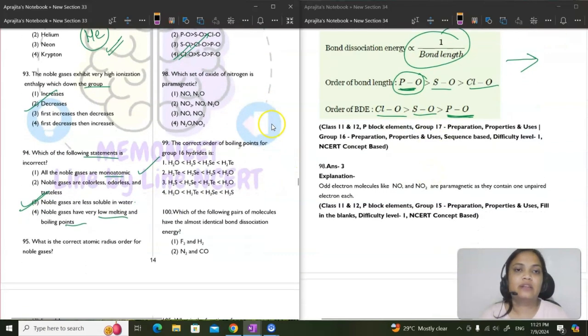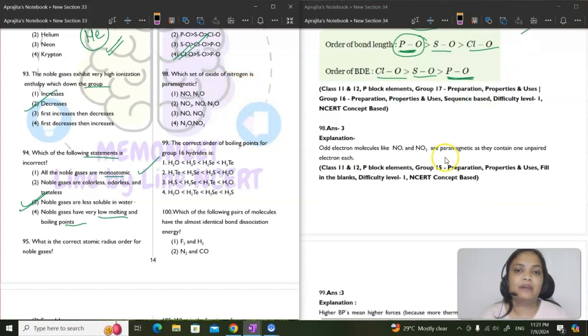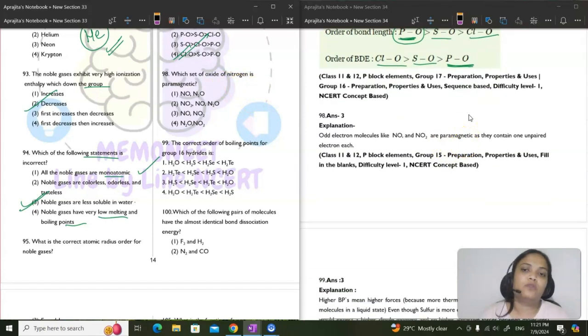Next, question number 98. Which set of oxides of nitrogen is paramagnetic? So odd electron molecules like NO and NO2 are paramagnetic, students, because they contain one unpaired electron each. So the answer is option number 3.